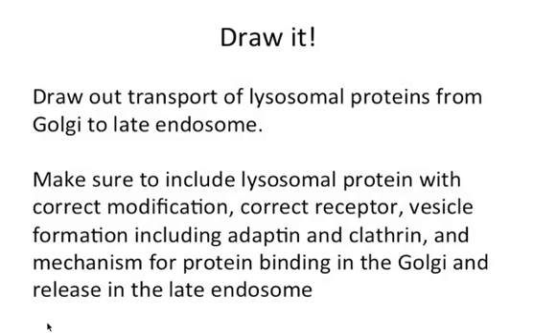Okay, so let's draw. I want you to sit with your friend for a minute, and I want you to draw out transport of lysosomal proteins from the Golgi to the late endosome. Make sure you include lysosomal protein with correct modification, correct receptor, vesicle formation, including adaptin and clathrin, mechanism for protein binding in the Golgi and release in the late endosome. I want you to do that for the next 5 minutes. Even if it's not beautiful, I'm not grading you on it. It's an exercise. Work through it together. You'll learn something.